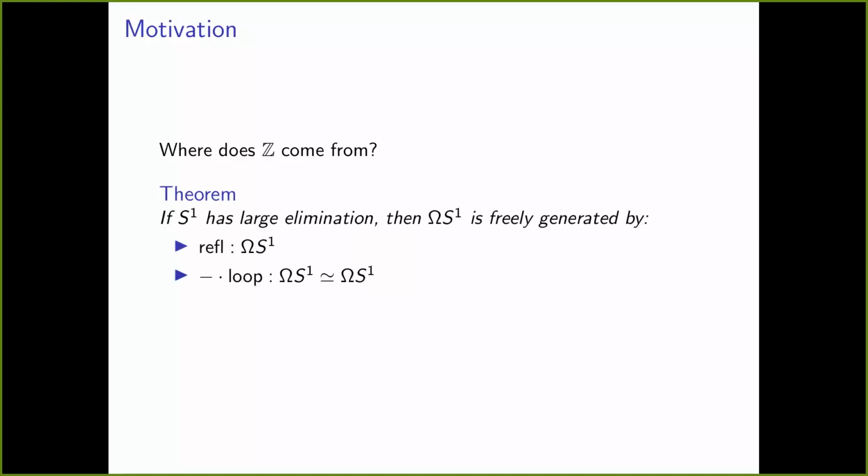The motivation is that if you have, moreover, a circle type freely generated by a point and a self loop, and you assume it has a large elimination, which you always do in HoTT, then you can prove that the loop space of the circle is freely generated by reflexivity and post-composition by loop. This is not a new result, this is kind of folklore. I guess it appears in this paper by Carlson and Rammer, and I think it's been attributed to Paolo Capriotti. Another way of stating this result is that omega S1 is Z.